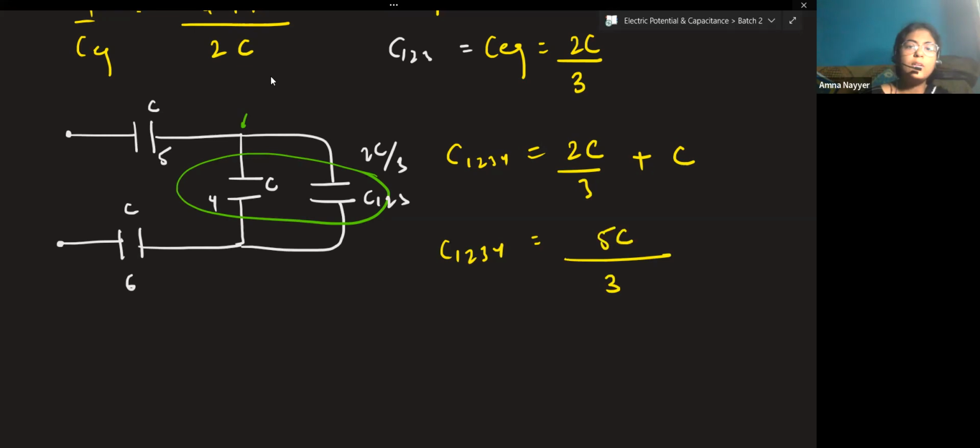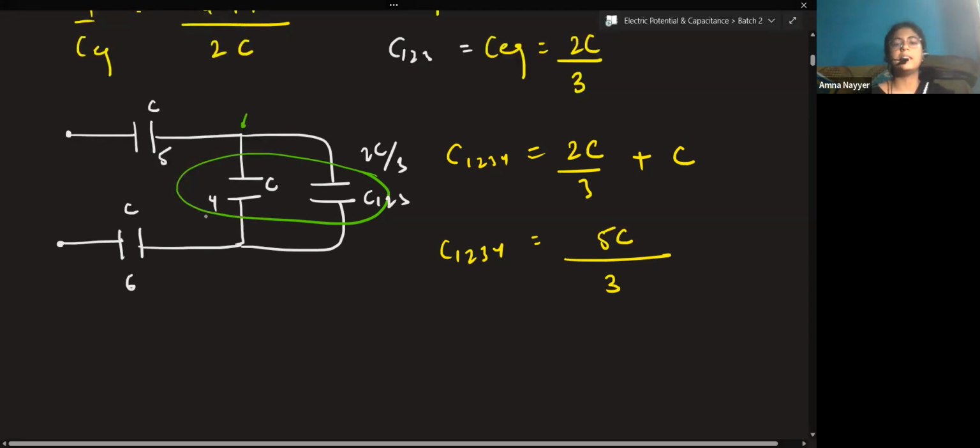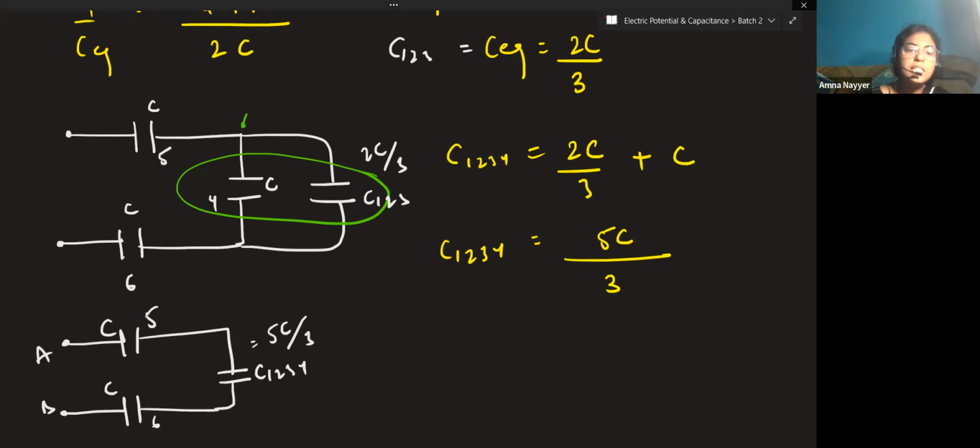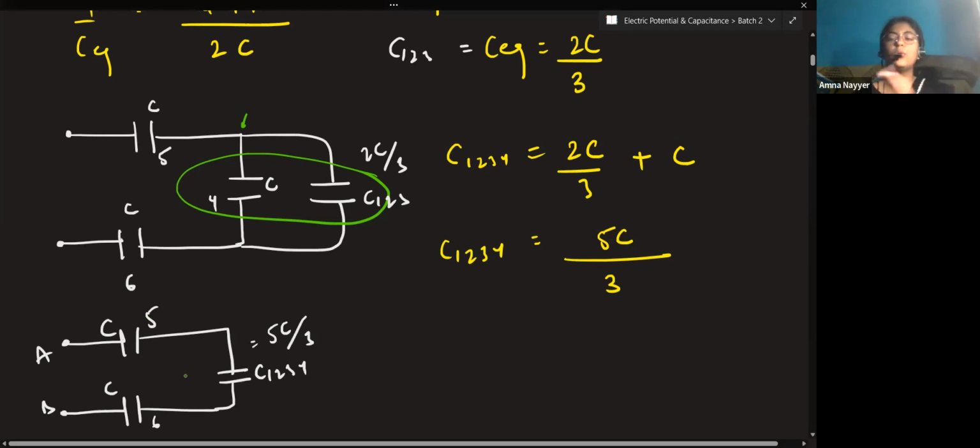Now, if I draw the circuit again, this is the circuit. Now this is C1, 2, 3, 4. This is the fifth one. This is the sixth one with capacitance C. This has capacitance 5C by 3. This is point A. This is point B. Now look at all of them. See, this is a single wire left now. You don't have any branching. You have no other circuit attached. This is a single wire.